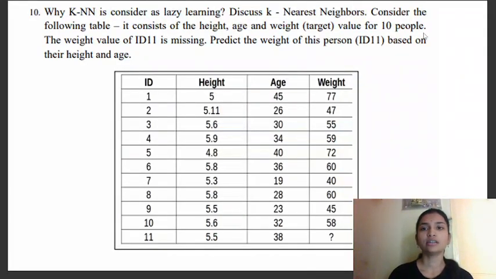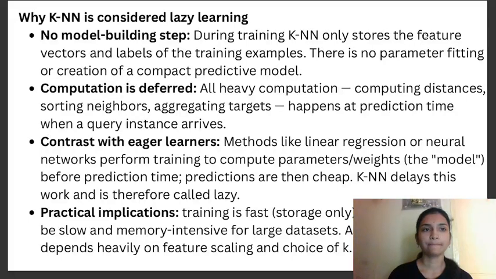Now, why is KNN considered a lazy learning? Discuss K nearest neighbors. Consider the following table. It consists of height, age, and weight values for 10 people. The weight value of ID 11 is missing here. Predict the weight of this person based on their height and age. Why is KNN considered lazy learning?